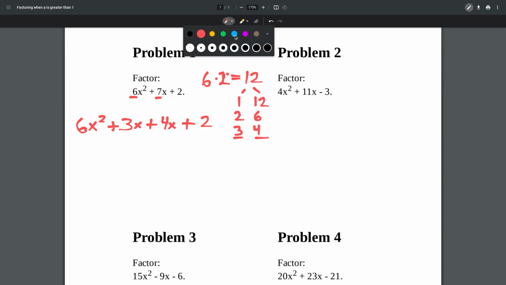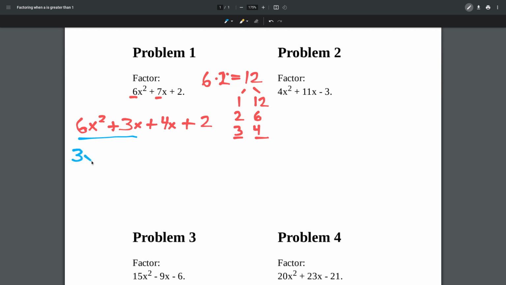Okay, so now what I want to do is focus on the first two terms here, so this 6x squared and this 3x. And what I want to look for is the greatest common factor that I can factor out of both of those. So the greatest common factor here is 3x. So if I factor out a 3x, I'm left with 3x times 2x gives me 6x squared, and 3x times 1 gives me 3x. Okay, so I've just changed this to 3x times 2x plus 1.